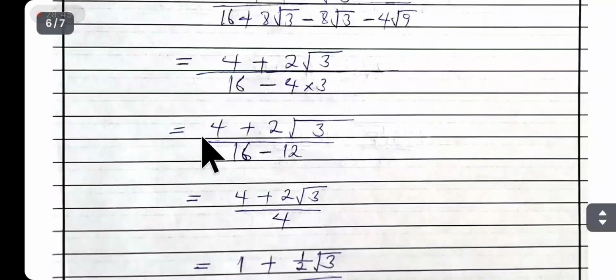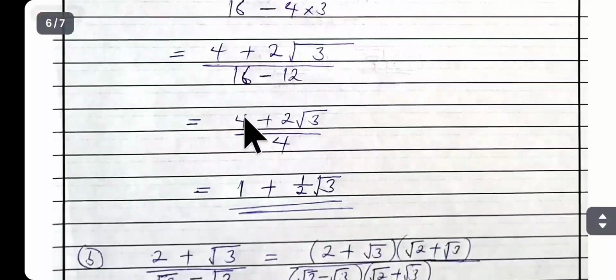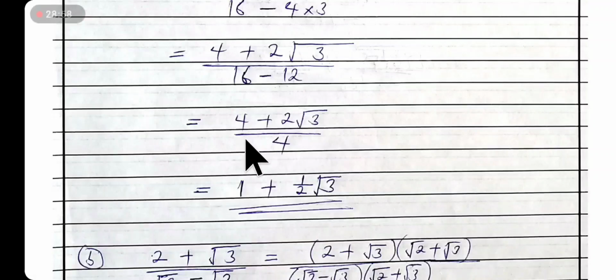So therefore, we have 4 plus 2 root 3. 16 minus 16 is what we bring down, minus 4 times 3 is 12. Okay, so we have 4 plus 2 root 3, all over 16 minus 12 is 4.